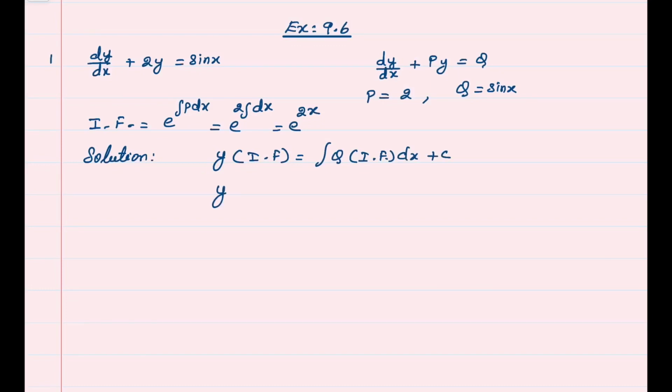y times the integrating factor, e raised to 2x, equal to integral q, which is sin x, into e power 2x dx plus c. Now to do this integral where we have sine and exponential function, we have to do integration by parts 2 times. We will take that as I, integral sin x e power 2x dx. We will take e power 2x as the second function and sin x as the first function.